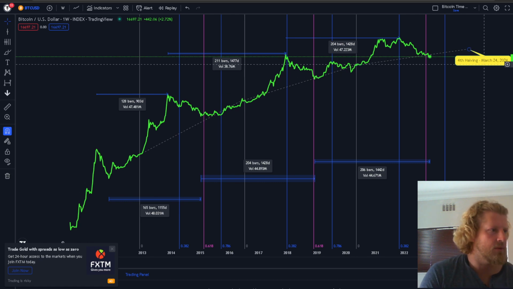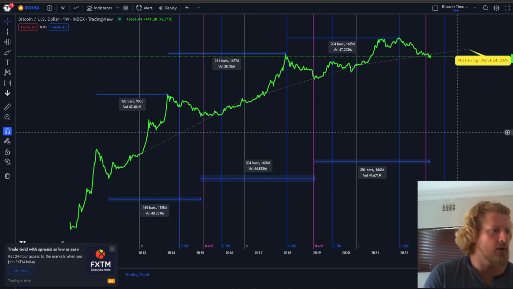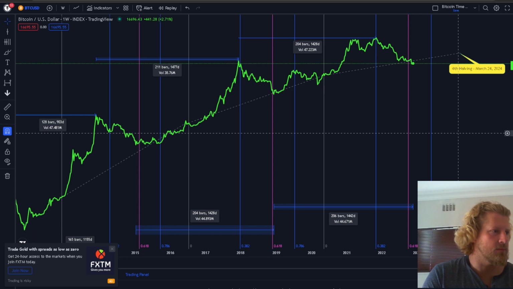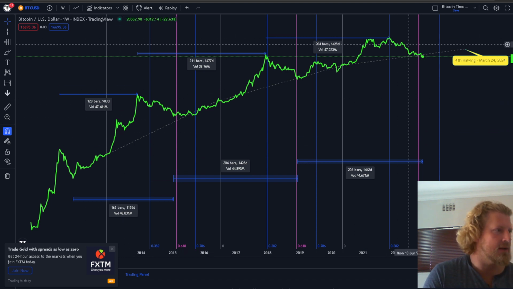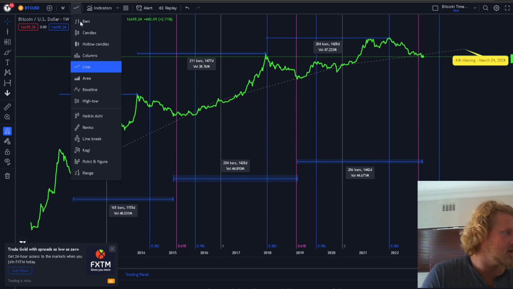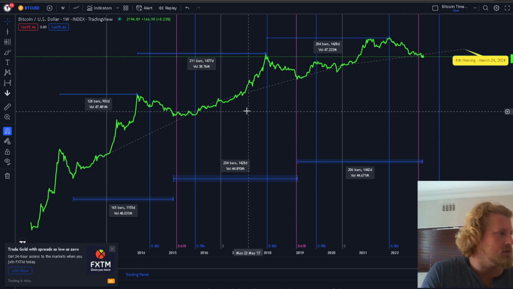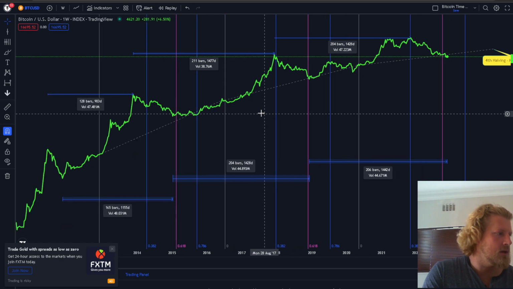In this video, we are going to be checking out how to know when Bitcoin has bottomed. On this chart, this is a line chart of the Bitcoin index. That means all of the data, and I've changed from candles to a line chart to filter out some of the noise.